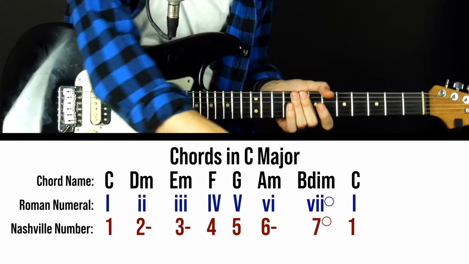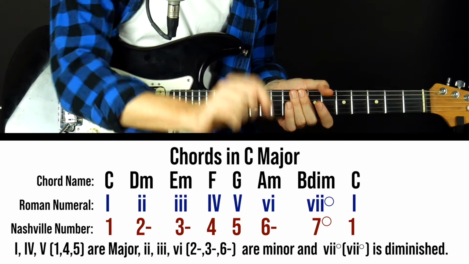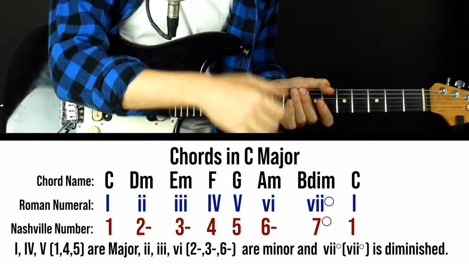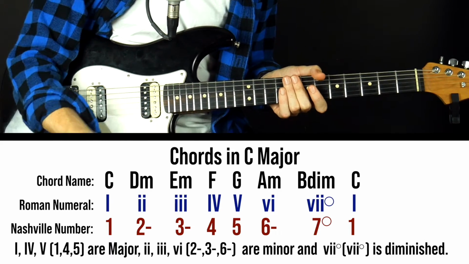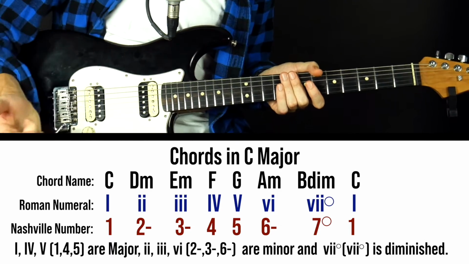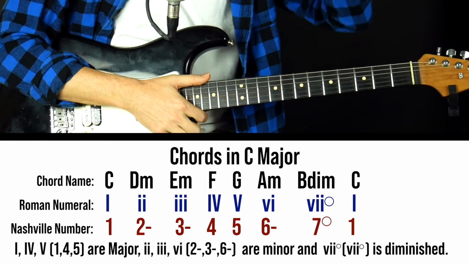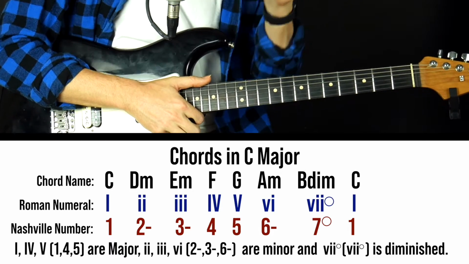As you can see, in any major key, 1, 4, 5 are major chords, 2, 3, 6 are minor chords, and the 7 is diminished. That's true of all major keys, and that's why understanding the structure in any one key allows you to then transpose to any other key.